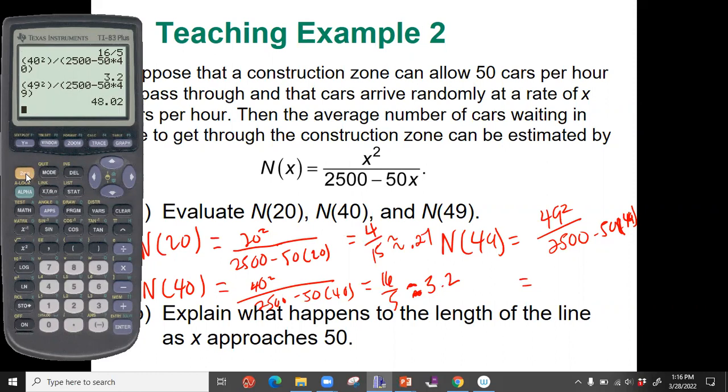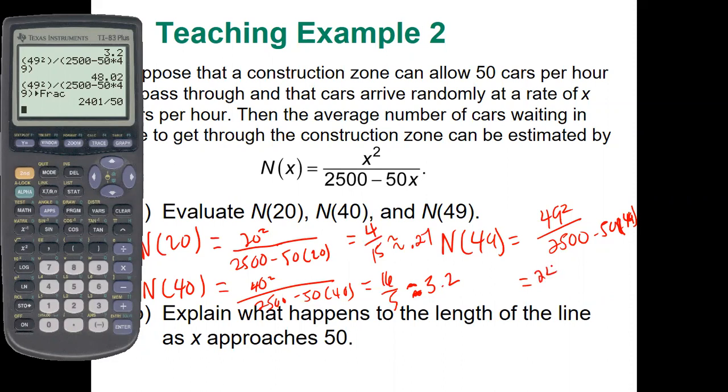If I didn't want the decimal, I should have hit Frac, right? If I wanted the fraction, I'm going to hit second, enter, puts it back, and I can do math Frac. And there's a very large fraction. So we have 24 divided by 50, which is approximately, or exactly, I think.